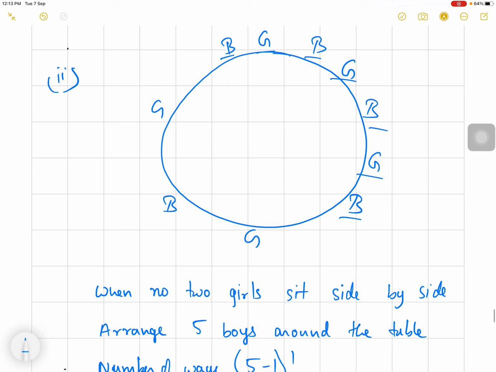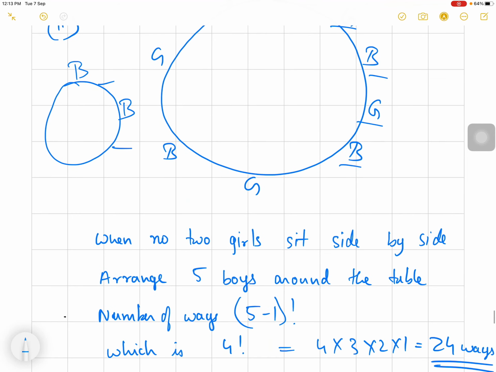after the boys sit in a circle, there is one boy, one space empty for a girl. Another boy, one space empty for a girl. Another boy, one space empty for a girl. Another boy, and one space empty for a girl. 1, 2, 3, 4. Another boy and one more space empty for a girl. Now there are 5 places empty for the girls, because 5 places are created for the girls. So it can be 5 factorial ways.